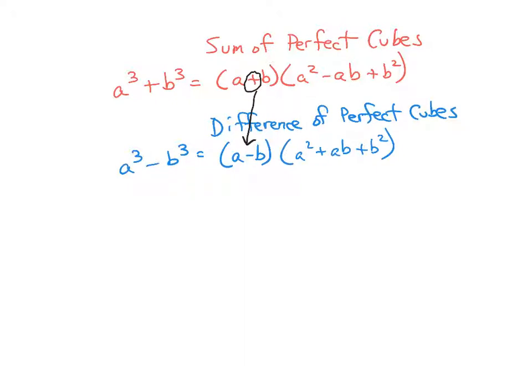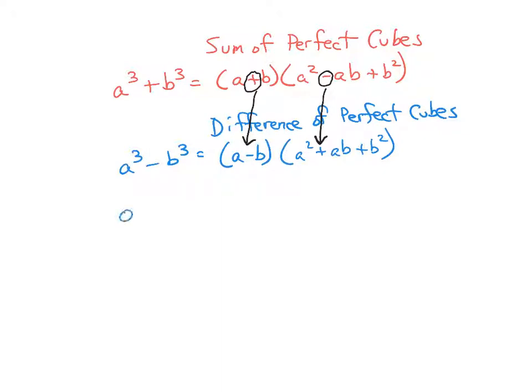And then the only other thing that's different is that the subtraction sign in the sum of perfect cubes changes to an addition sign. Now we could go through and do a problem to prove that, but I'll let you do that on your own if you are interested. But this formula for the difference of perfect cubes will work every time. So let's go through an example of a problem.